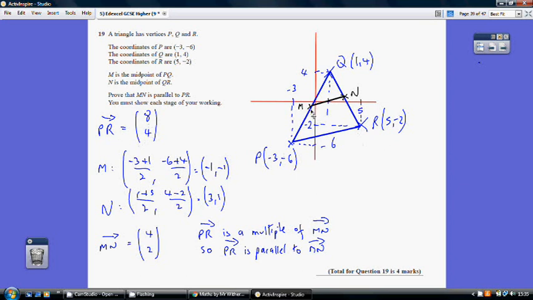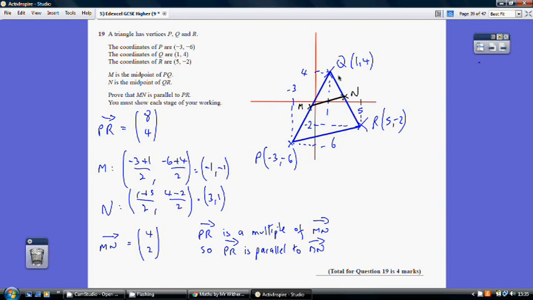Now in order to do the vector from M to N, we are of course going to need to know the coordinates of M and N. Now M is the midpoint of P and Q. So how do you work out a midpoint? You average the x coordinates and average the y coordinates. So for M it's -3 plus 1 divided by 2, -6 plus 4 divided by 2, giving us the coordinate (-1, -1).